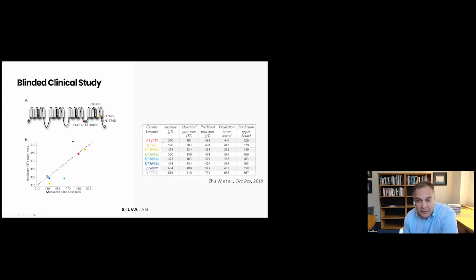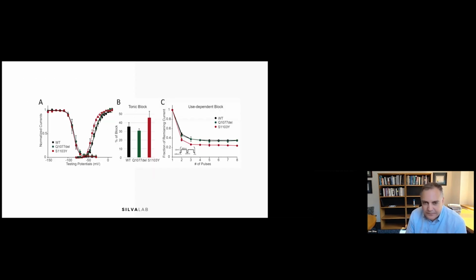And we did pretty well. So we got 7 out of 8 within the lower and upper bounds that we predicted. We missed on one, and that patient had a QT interval of 814. That's an extreme prolongation. So 450 is normal, 814 is a new regime of prolongation. So we're not really surprised there. We think something different might be going on with these patients with very long prolongation.